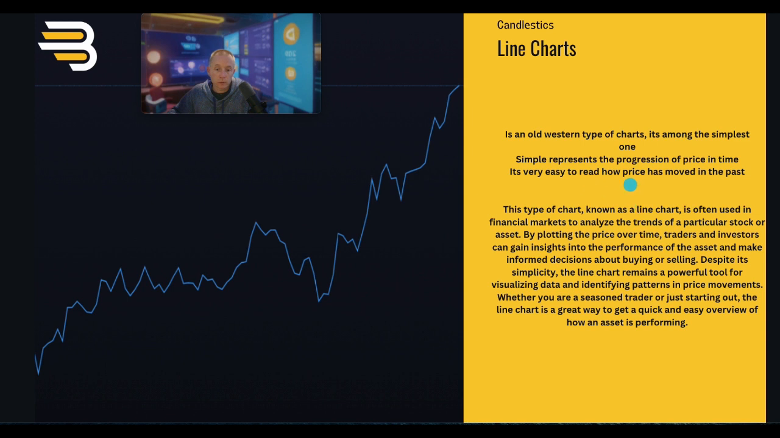This type of chart, known as a line chart, is often used in financial markets to analyze trends of a particular stock. By plotting price over time, traders and investors can gain insights into the performance of the asset and make informed decisions about buying and selling. Despite its simplicity, the line chart remains a powerful tool for visualizing data and identifying patterns in price movement.